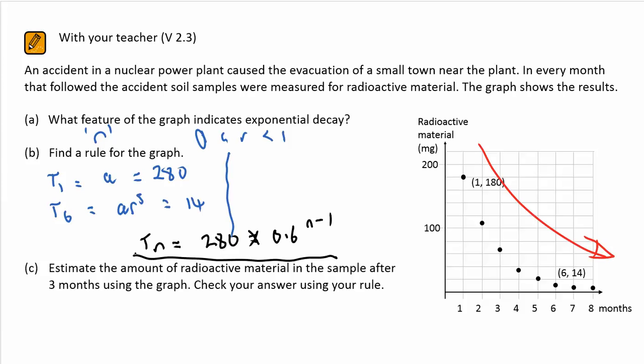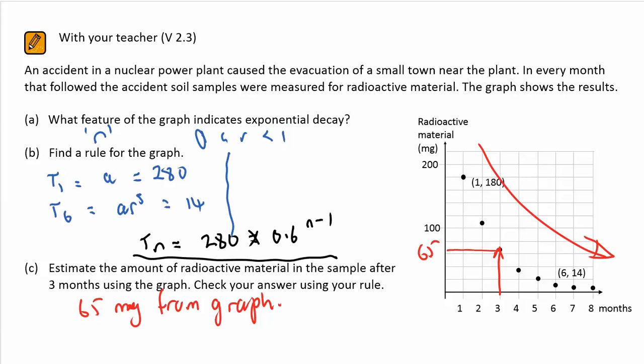Now from there on in, I can use this in order to make predictions and also check estimations off the graph. Now after 3 months, we're asked to look at the graph and give the approximate figure. So reading up from 3 and across to the y-axis, bit of estimation there, I'll say around about 65 milligrams. Now that's very much an estimation.